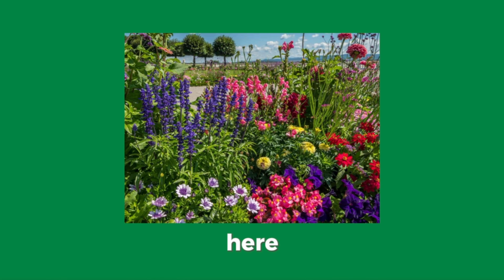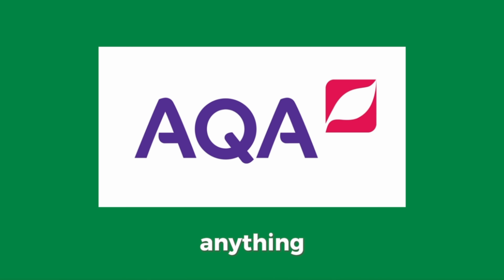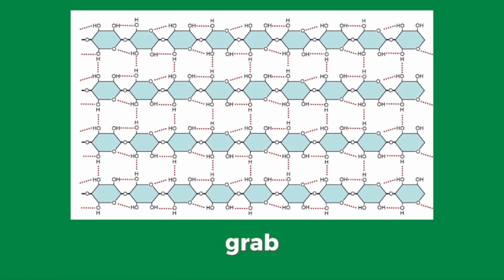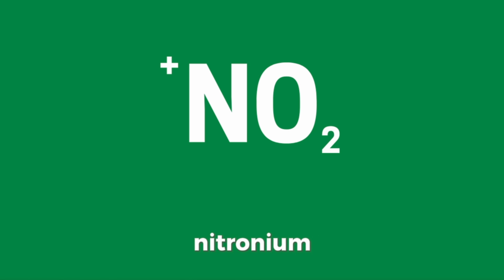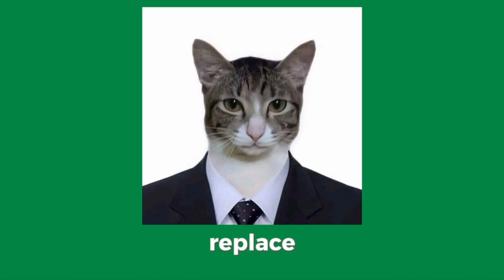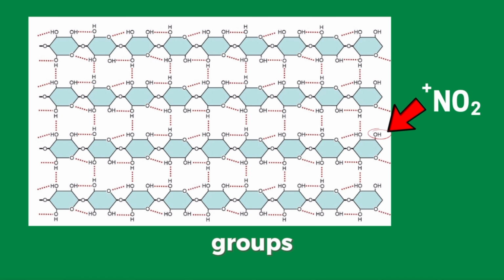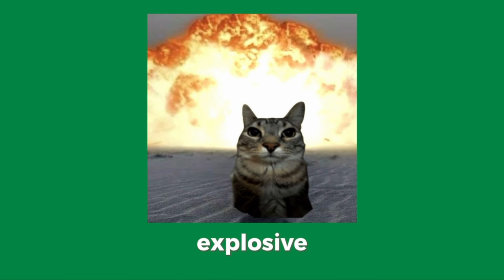Now to get a bit silly here, this isn't part of your spec or anything, but if you were to get cellulose and grab a nitronium ion, NO2, and replace one of the hydroxyl groups on cellulose with nitronium, what you'd create is actually an explosive, right?